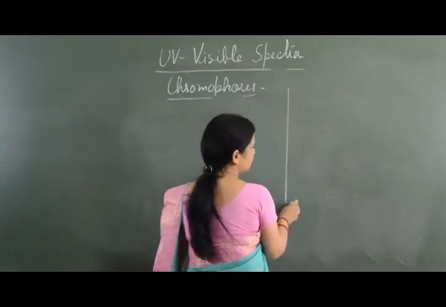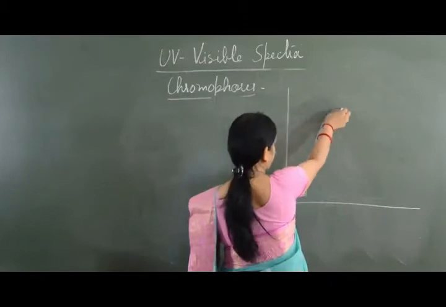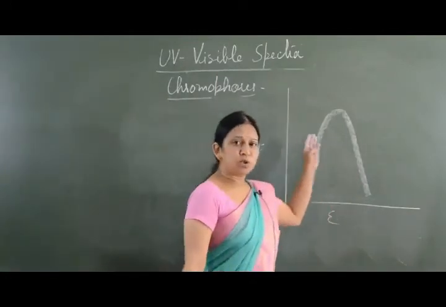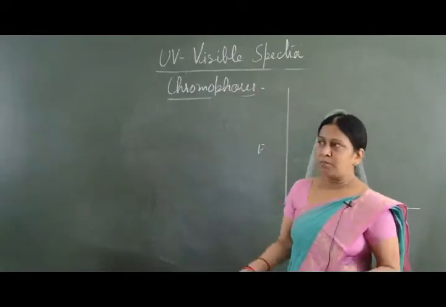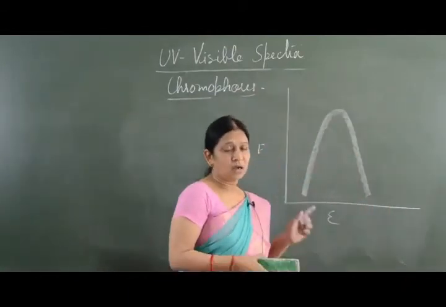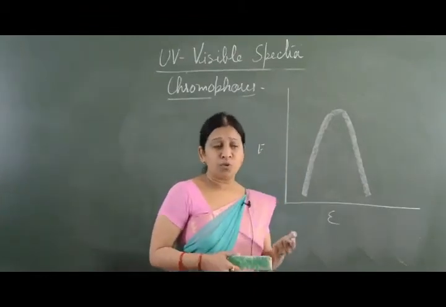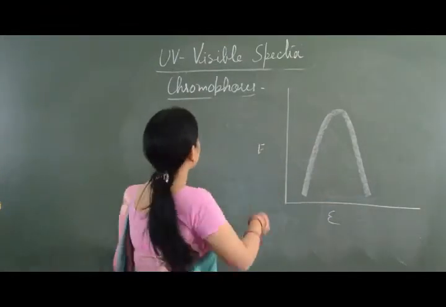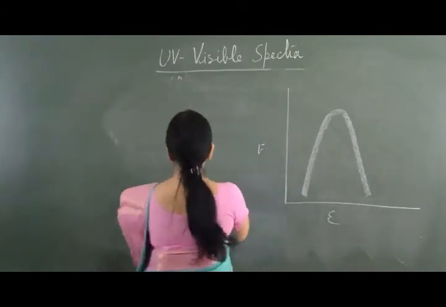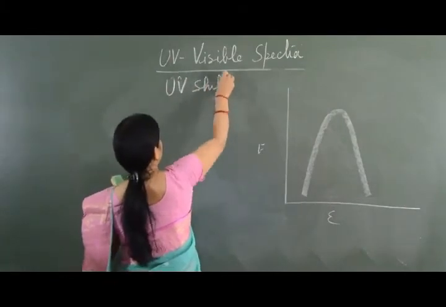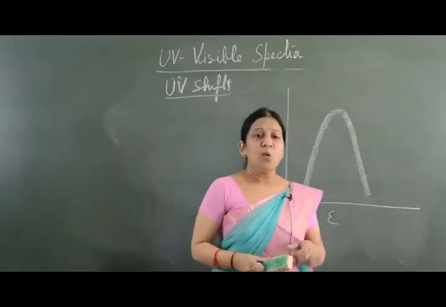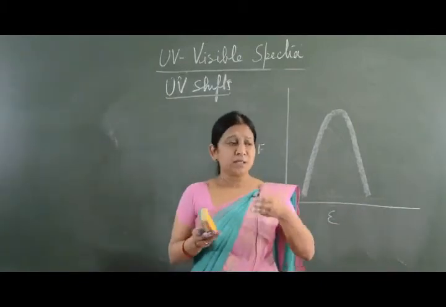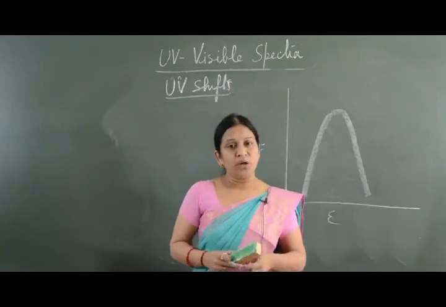So, suppose this is the absorption spectra, this is energy and this is psi. This is an absorption band which is obtained for any compound. To this compound, if I add oxochrome to a chromophore, and that chromophore is added to the unsaturated compound, we get 4 shifts, and these are known as UV shifts. So, what is a UV shift actually? When an oxochrome is added to a chromophore and then the chromophore is added to an unsaturated compound, some shifts take place, and they are known as UV shifts.